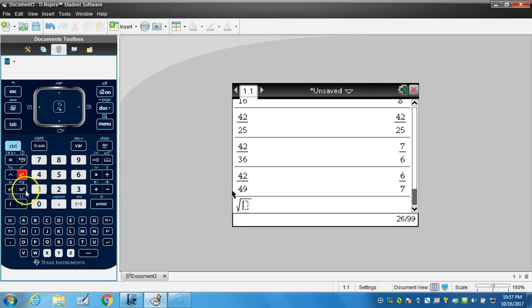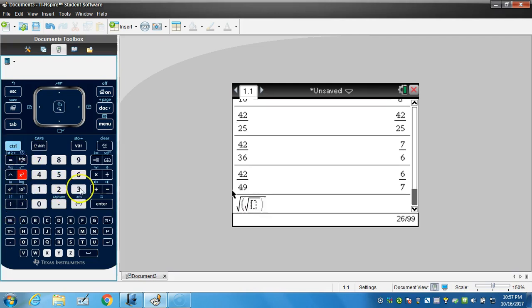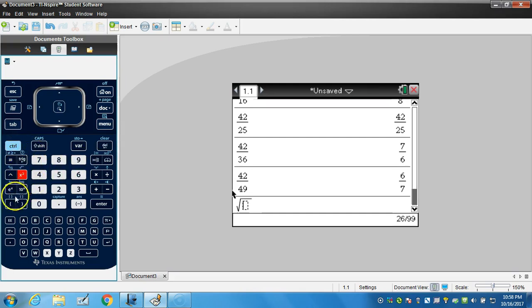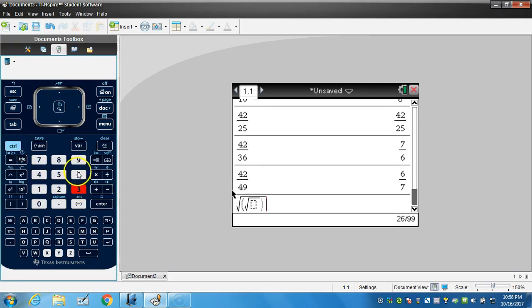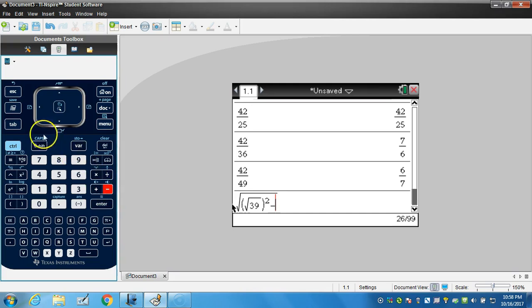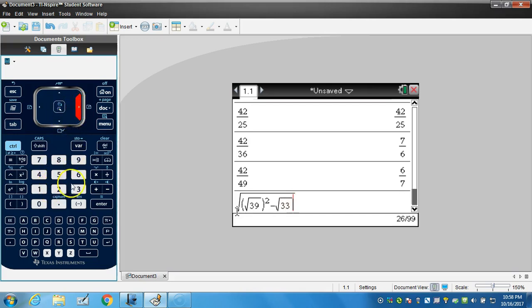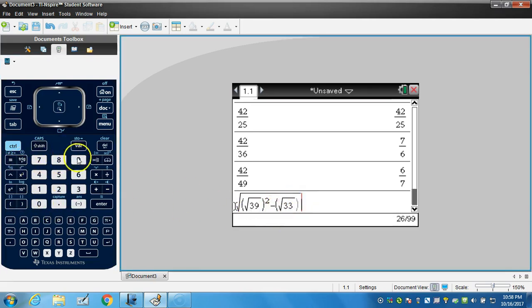It's weird. When you put it in the calculator, it's going to look funky. The square root, add a parentheses, add the square root of 39. Square root, parentheses, square root, 39, get out of there, put the squared, minus sign, the square root of 33, parentheses, squared.